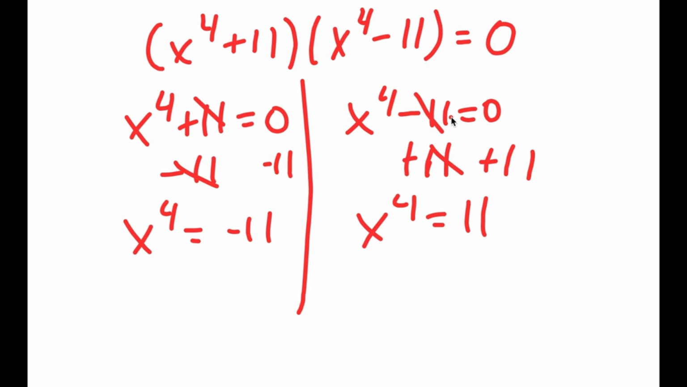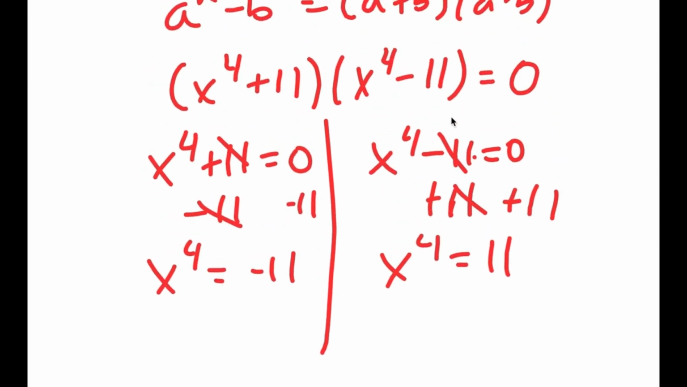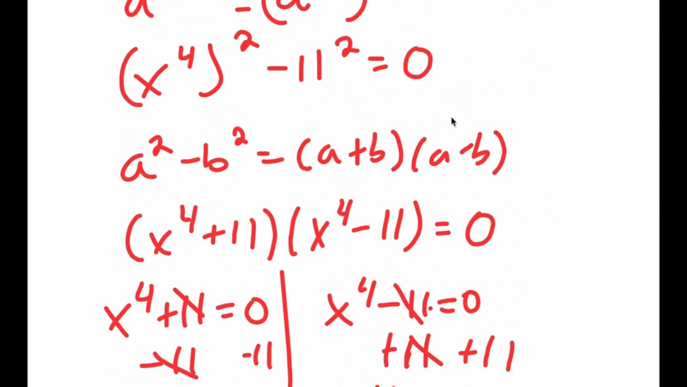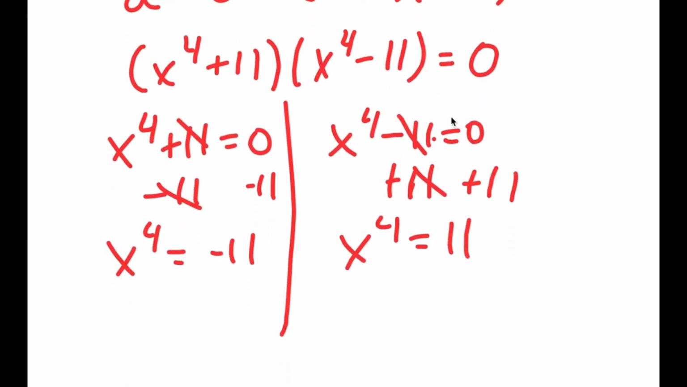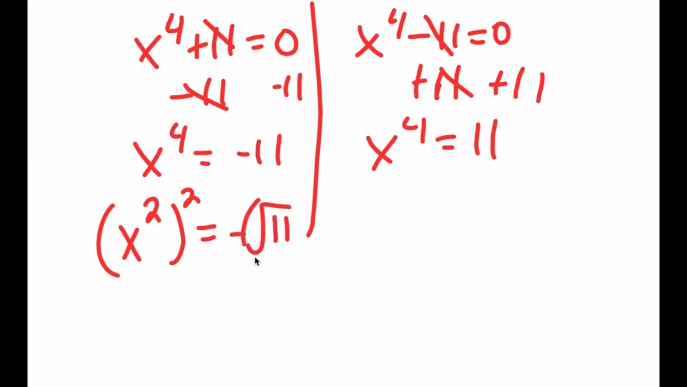Now, to solve this, this is the same thing as x squared to the power of 2 is equal to negative square root of 11 squared.